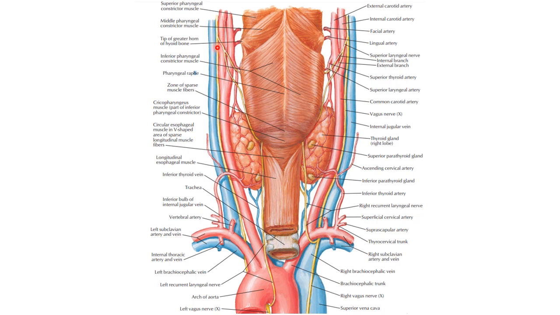And lastly, you can appreciate from this point of view the location of the parathyroid glands. You have two superiorly on each side and two inferiorly on each side.